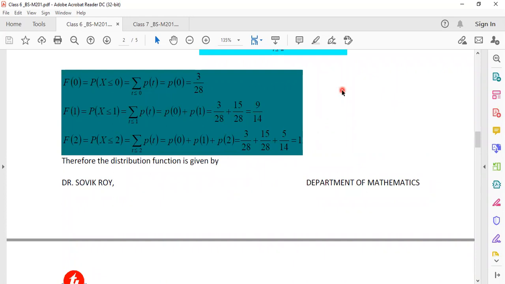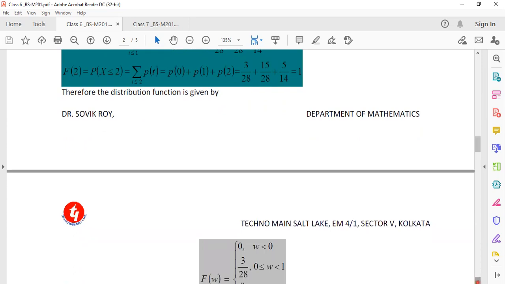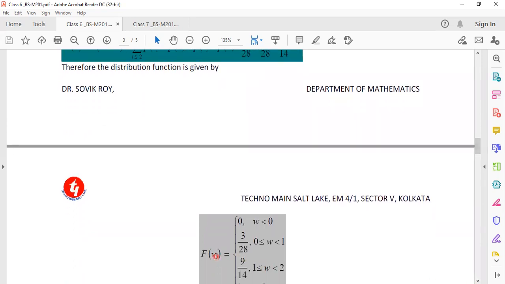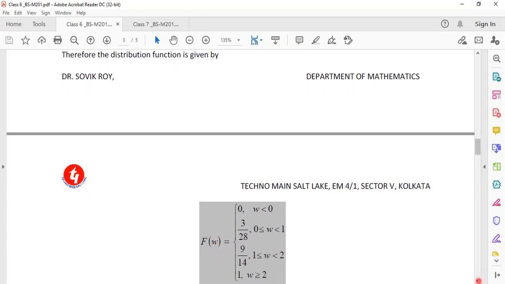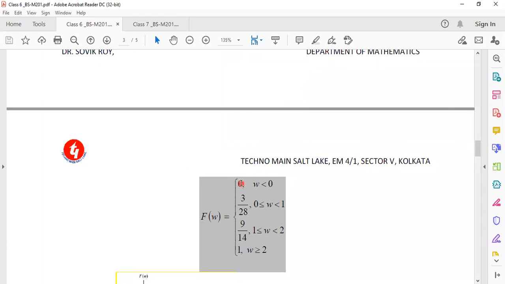Now, apart from these 3 real numbers, 0, 1, and 2, there are many other real numbers actually, because the real number set is infinite and uncountable. So what will happen to the distribution function when the variable W is taking a value less than 0? Less than 0, we can also consider discrete points, but we do not know that because that probability is not known to us. It's not there in the chart. So we have written that the value of FW when W is less than 0 is 0, because we do not know it.